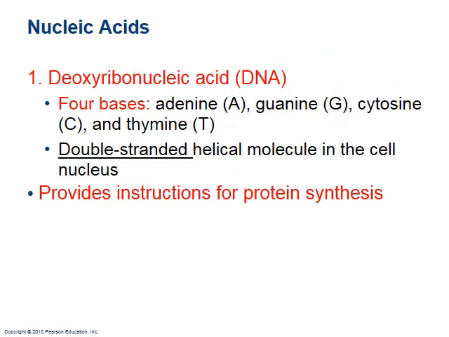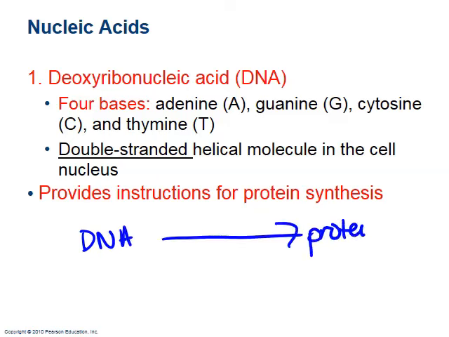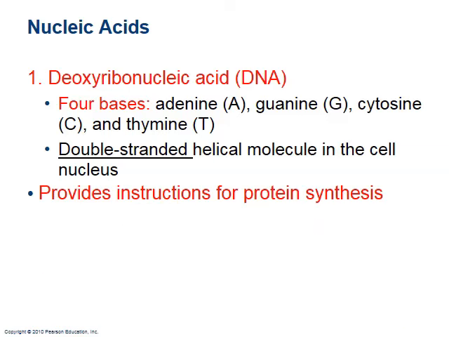The first type of nucleic acid, deoxyribonucleic acid, DNA for short, has 4 bases, A, T, C, and G. It's double-stranded, and basically DNA provides the instruction code for protein synthesis. So DNA eventually is going to code for proteins, all the proteins that we make in the body. And remember, we said these have various functions. We can do muscle contraction because of proteins. We have structural proteins. We have enzymes that are proteins.